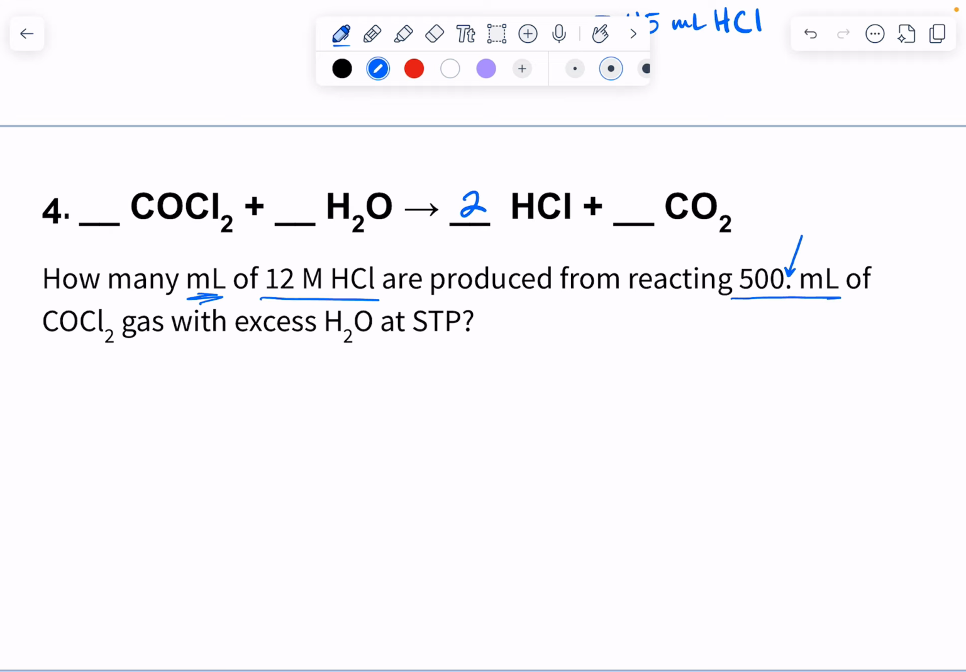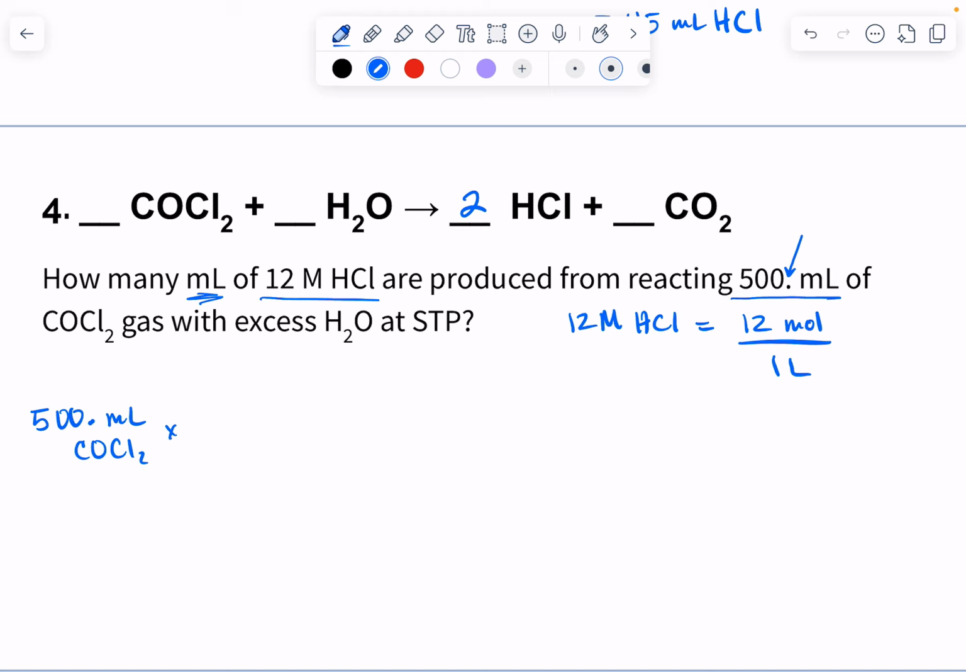So I've been trying to keep up with correct significant figures throughout this screencast if you've noticed. If you haven't, that's fine. But that's why that period there, it's not a typo. So we are told we have 12 molar hydrochloric acid. Knowing that molarity is moles per liters, that tells us it's 12 moles per 1 liter. And we are starting with 500 milliliters of COCl2.